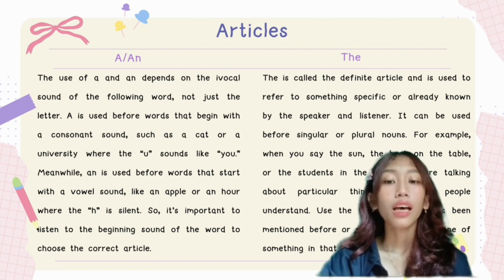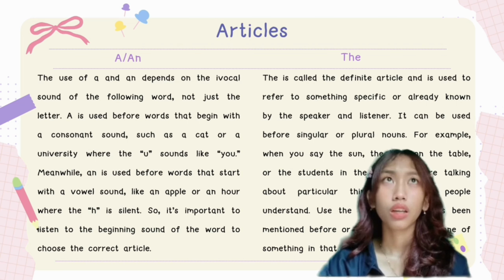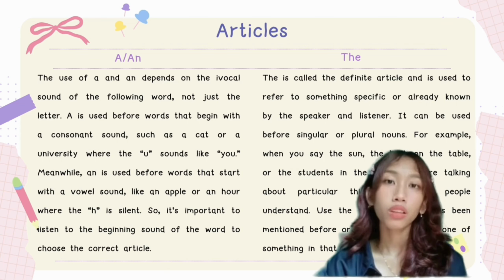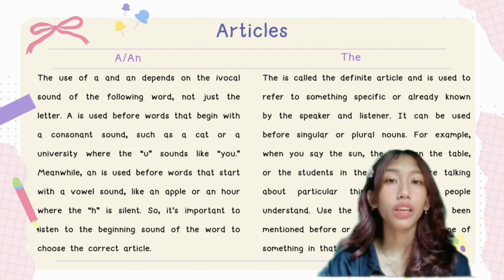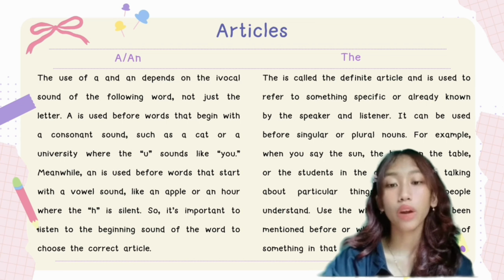Meanwhile, an is used before a word that starts with a vowel sound, like an umbrella, an apple, and an hour, where the H is silent, so we pronounce it like hour, starting with O, not H. So it's important to listen to the beginning sound of the word to choose the correct article.